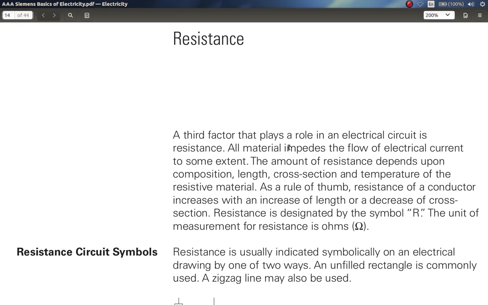Resistance. Now, what we'll do is talk about resistance in a separate video. So I will see you in that separate video.